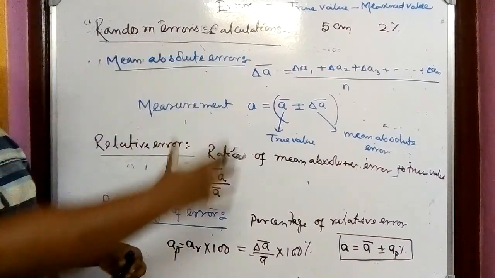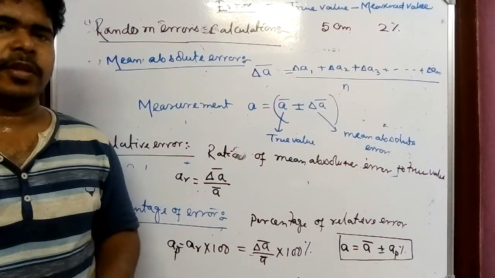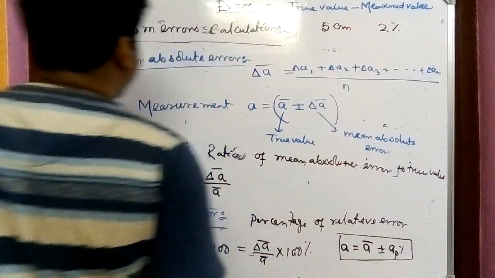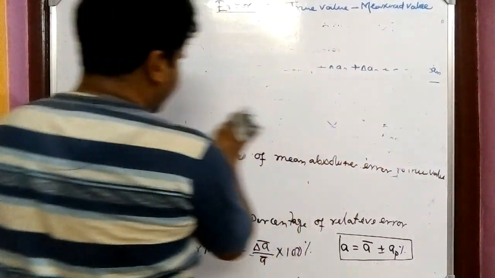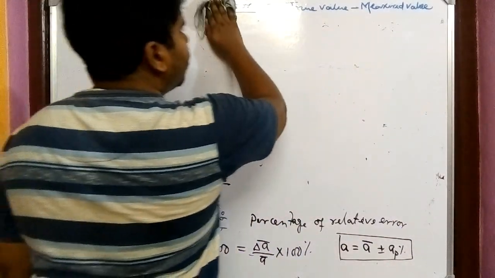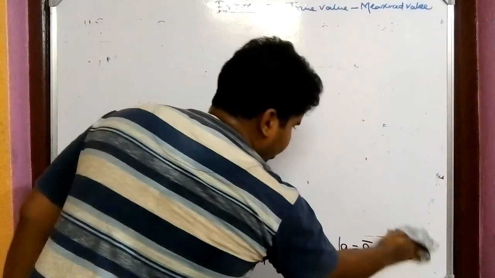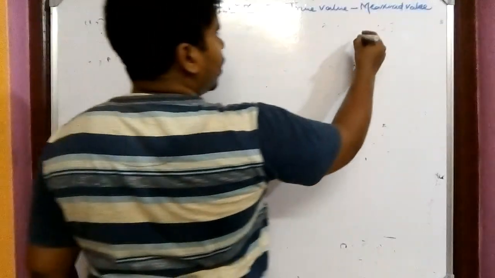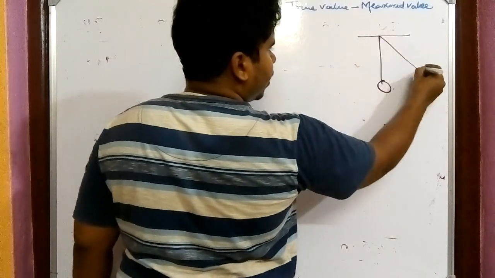Okay, now you might be thinking, sir, what is going on, we can't understand. It is easier if we do a numerical. So let's start a numerical first, then it will be easier for you. Assume you are measuring time period with the help of a simple pendulum. Okay, so simple pendulum, you all know what a simple pendulum is. So this is a pendulum, you are oscillating this one.